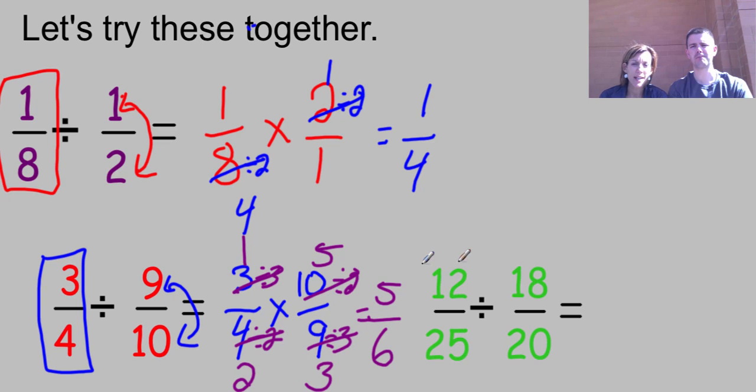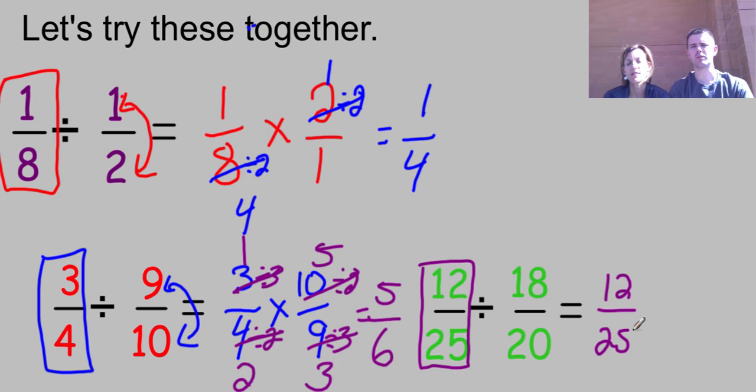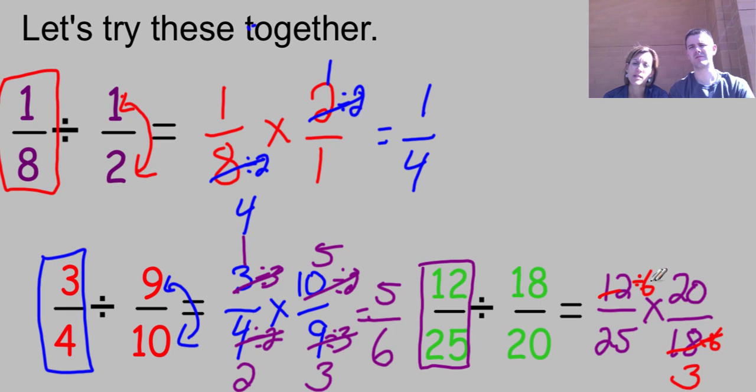Example number 3. We're going to go ahead and leave 12/25 as 12/25. Change your division sign to multiplication and use the 20/18 as your second fraction. And then we've got a doozy of simplifying. Look for those common factors. What goes into 12 and 18? And yes, you can do 2, but please go higher and do 6. I guess it could be 3 too, couldn't it? All right, 18 divided by 6 is 3, and 12 divided by 6 is 2.